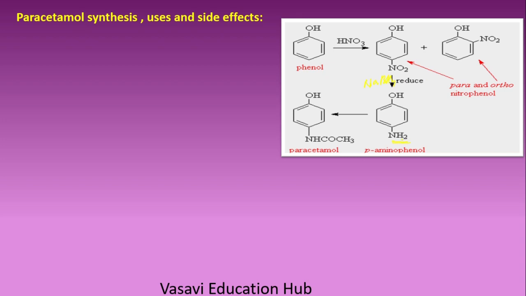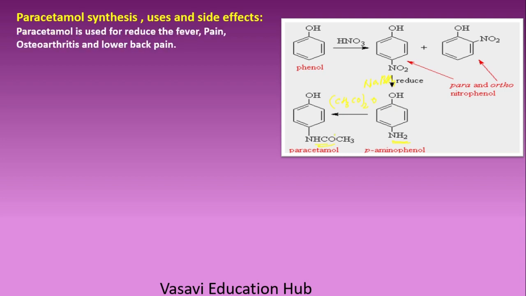So this is para aminophenol. This para aminophenol reacts with acetic anhydride, (CH3CO)2O, to give paracetamol. Okay, so generally this is the preparation method of paracetamol. Paracetamol is used to reduce fever and pain, and also it is used for arthritis and lower back pain. Okay, so these are the uses of paracetamol.